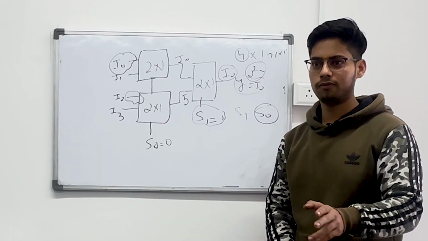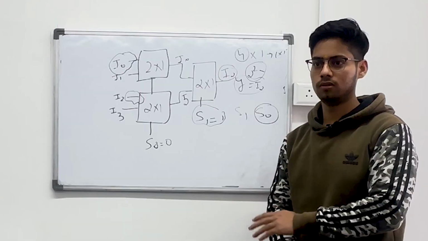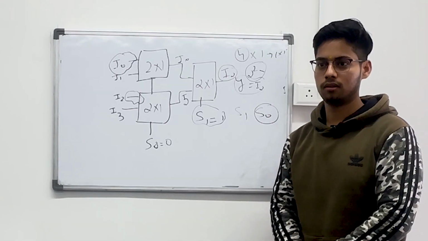Suppose now I have a 1024 cross 1 MUX. So how many such 2 cross 1 MUXes will be needed? 1023. What is the simple concept? Sir, this is very simple: if we have to implement any MUX using 2 cross 1, we take one less than the number of inputs. Whatever the number of inputs, minus 1 will be the number of MUX requirements.